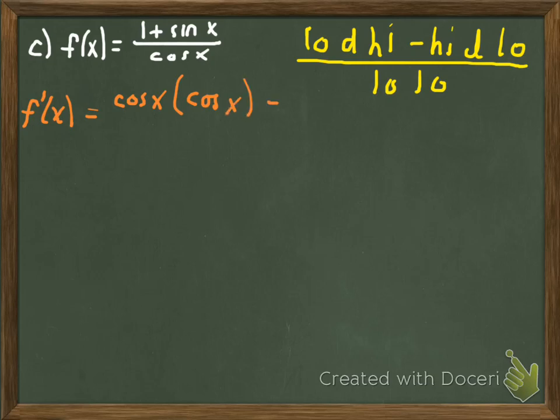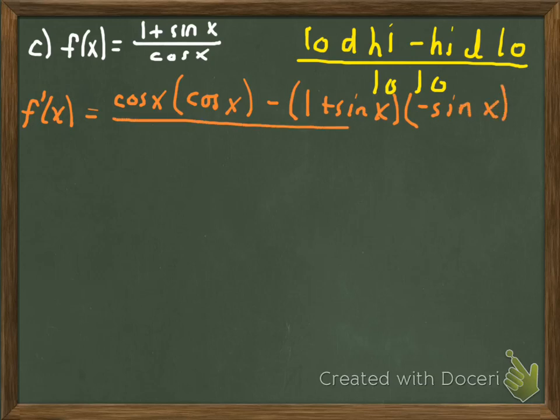Minus high D low. So let's copy the high function, 1 plus sine x. And multiply that by the derivative of the lower function. And the derivative of the lower function, cosine x, is going to be negative sine x. And over low, low, so we're going to square the denominator, and that's going to give us cosine squared x. And let's clean this thing up. All right, cosine x times cosine x is cosine squared x.